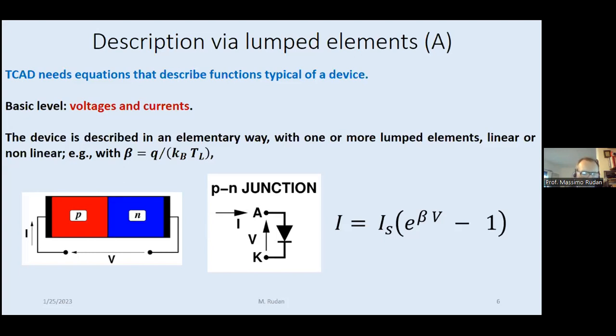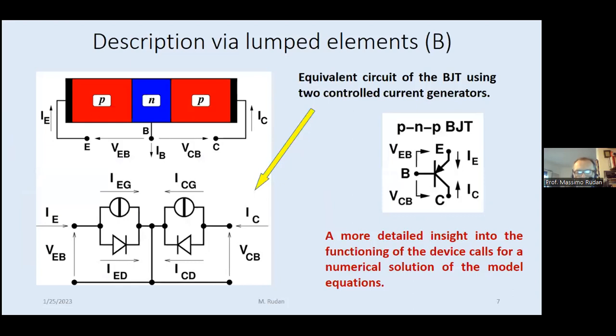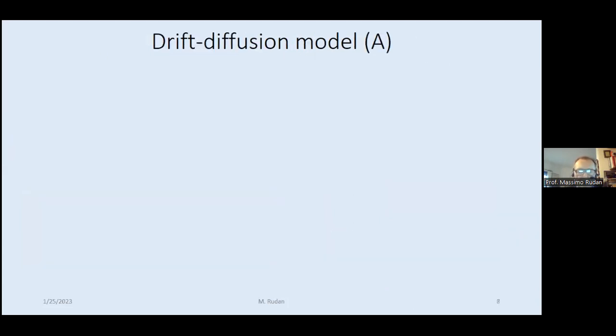If we have dynamic situations, we must add capacitances to the circuit. A similar description can be given for the bipolar transistor that is visible in this slide. Another similar description is possible for the MOS transistor. In that case, one can incorporate some dependencies, for instance, the degradation of mobility produced by the normal field to the interface, but that is not so easy.